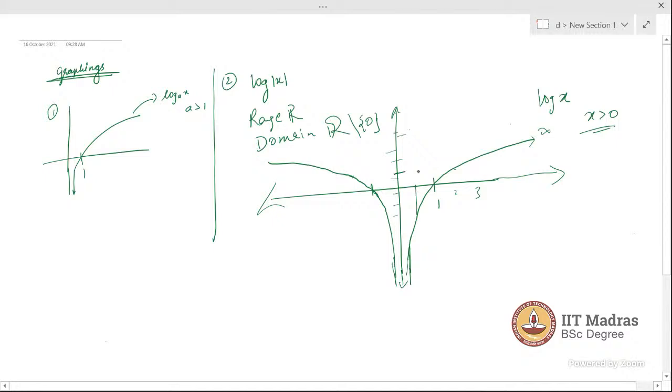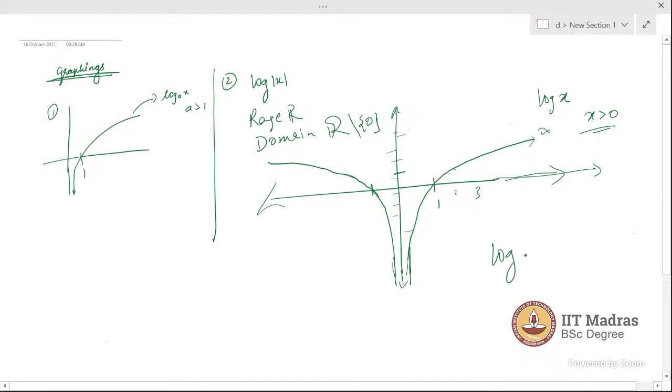So you take, let's say, 0.5. You will have some negative f of x value, right? Correct. But how does +infinity occur? This graph is bending, so how do we get +infinity on the y-axis?